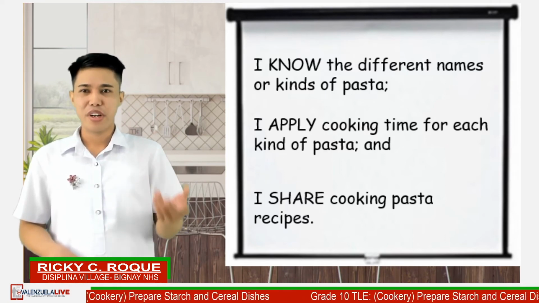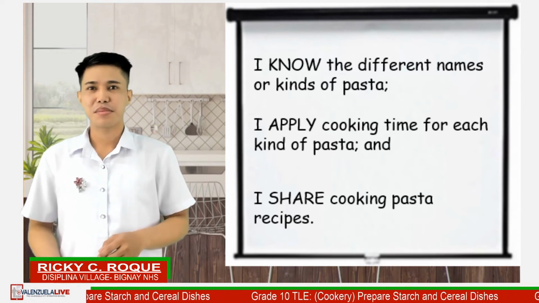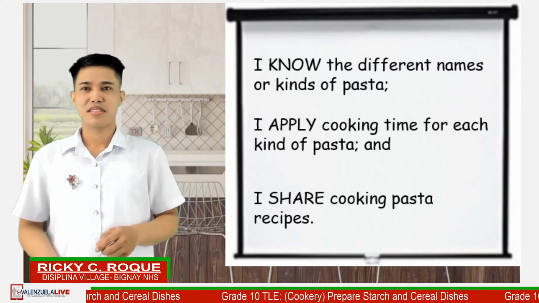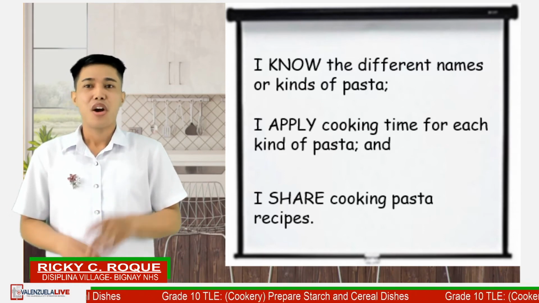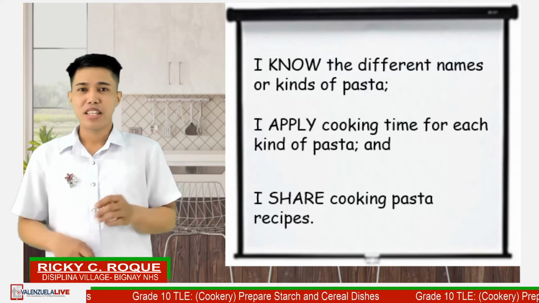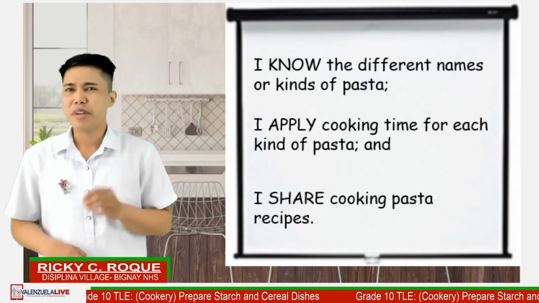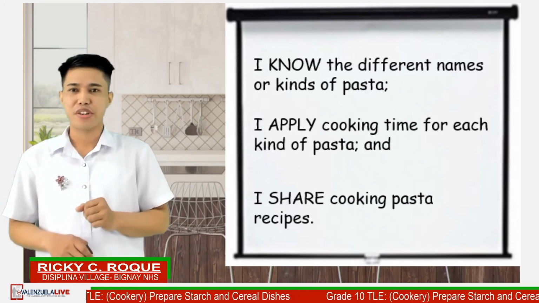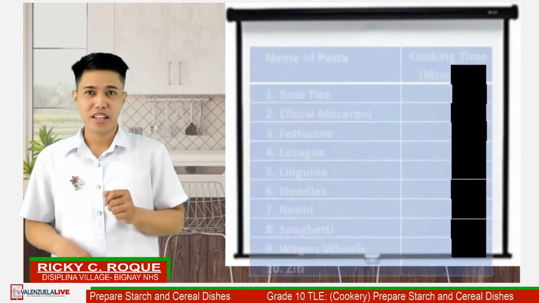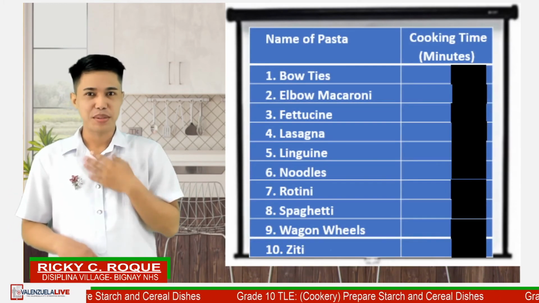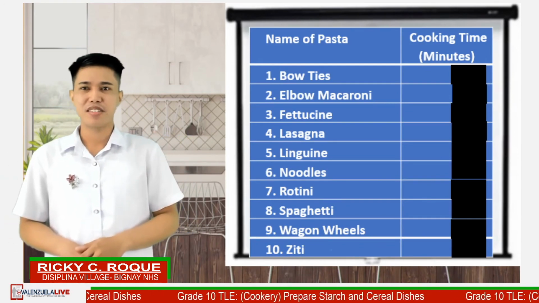And then, moving on to the next is, let's see if you have learned from today's discussion. Write the cooking time, the al dente, for each kind of pasta. You'll be given 5 seconds to write the correct answer for each number. Are you ready? Me too. Number 1 for 5 seconds.